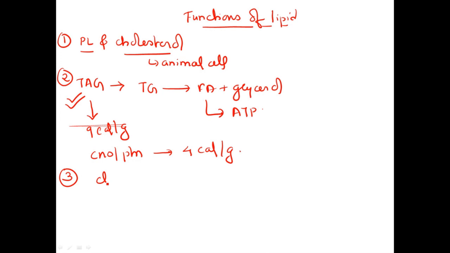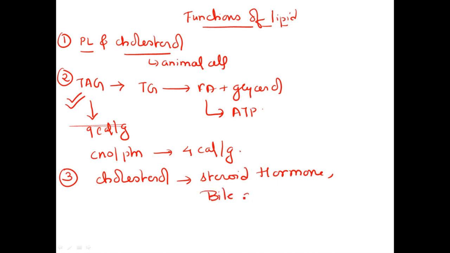Next we have cholesterol, which is a type of lipid, and it is an important precursor for the synthesis of steroid hormones like estrogen, progesterone, testosterone, and it is also an important precursor for bile acid. It is important for the digestion and absorption of lipids. Then cholesterol is also an important precursor for vitamin D synthesis. Lipid soluble vitamins are vitamin A, D, E, K.